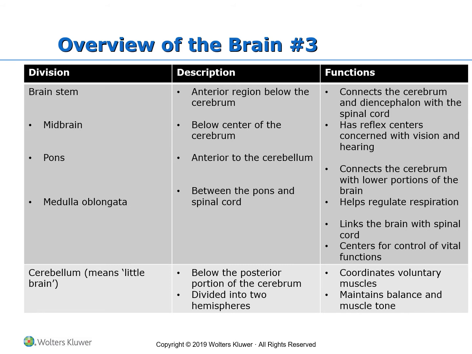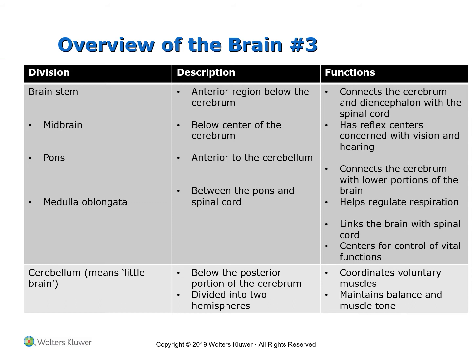The medulla oblongata is that area of the brain situated between the pons and the spinal cord, and is the link between the brain and the spinal cord. It has inside the centers for vital functions, and along with the pons it has centers for respiration and heartbeat.